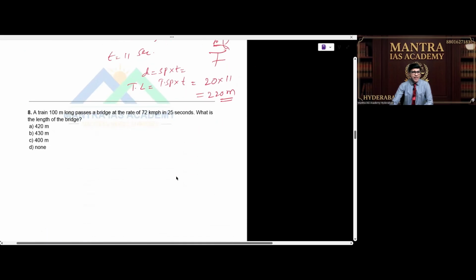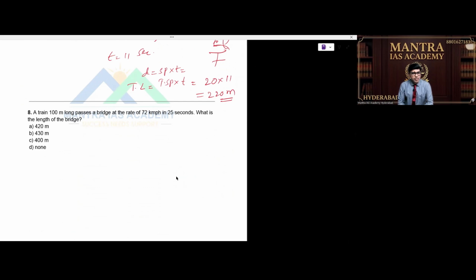Then go to question number 8, beta. These are the ones about crossing a platform. A train of 100 meters long passes a bridge. You can take a bridge, platform, or tunnel, anything, all will be the same, my dear. So the case here is how much time it takes to cross the bridge. In this case, a 100 meter train is there, but we have to find out the bridge length. So a certain length is there for the bridge. What is the length of that bridge?